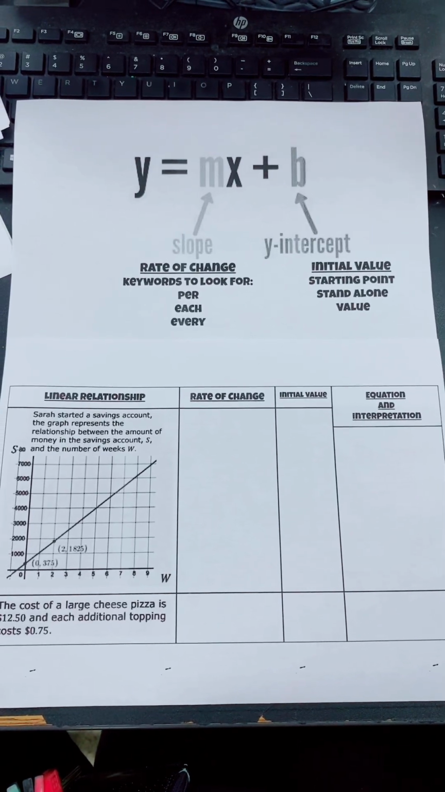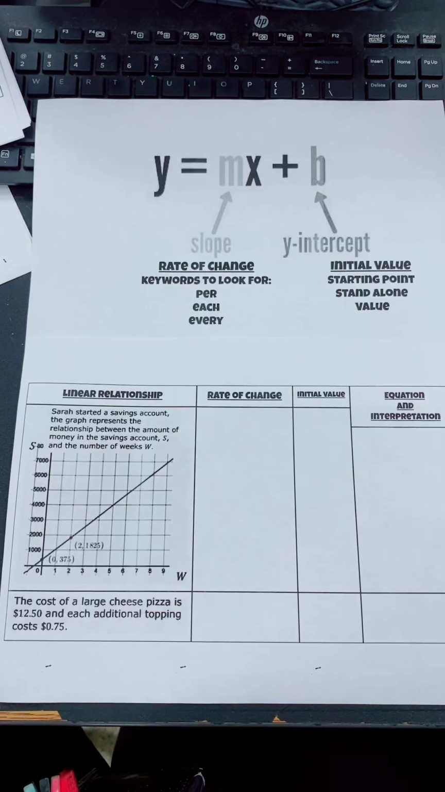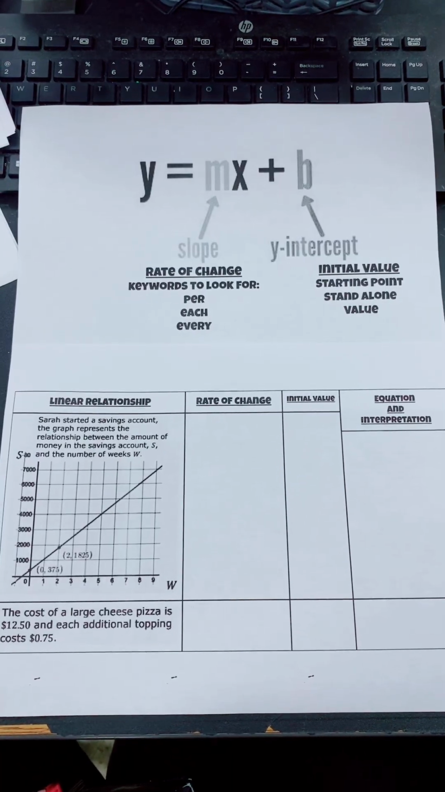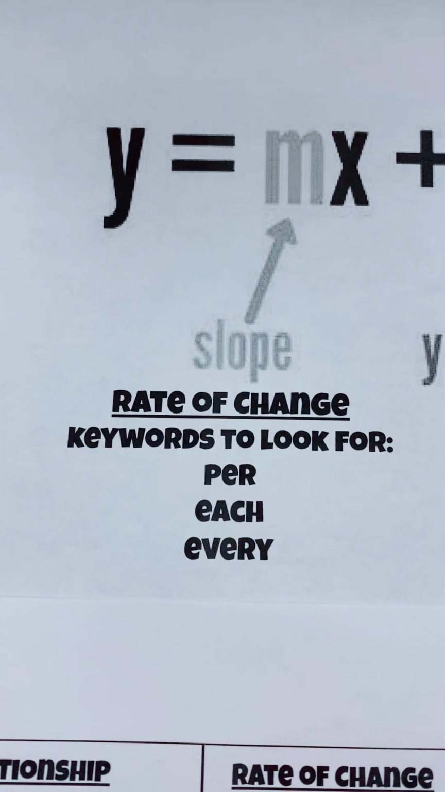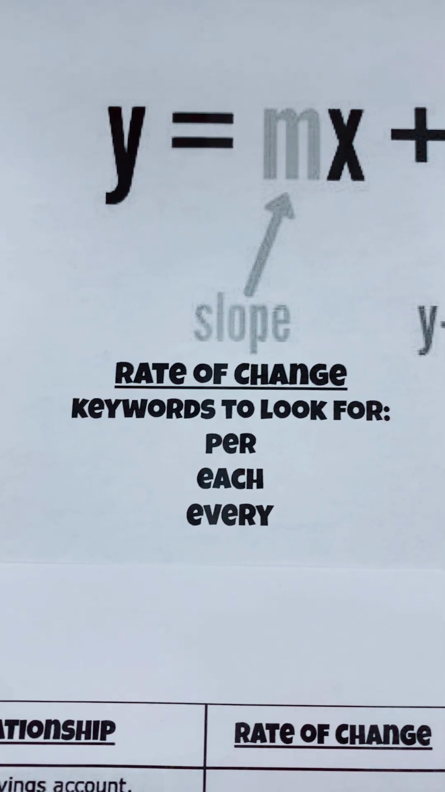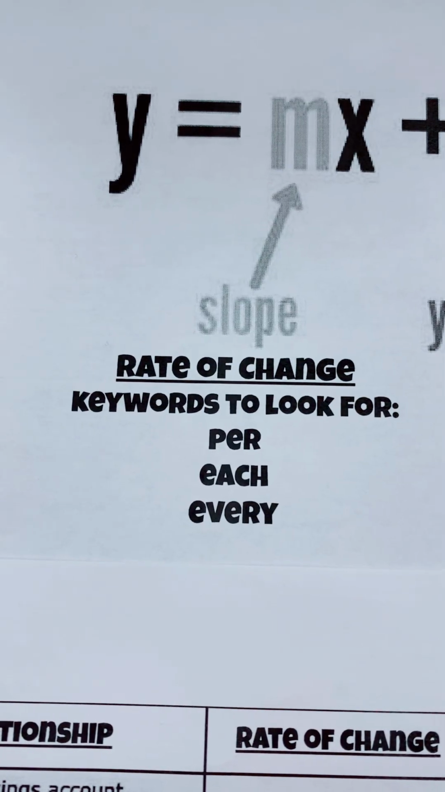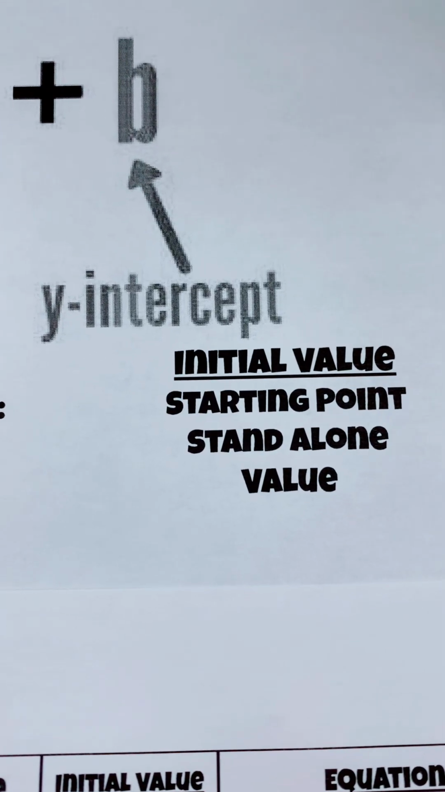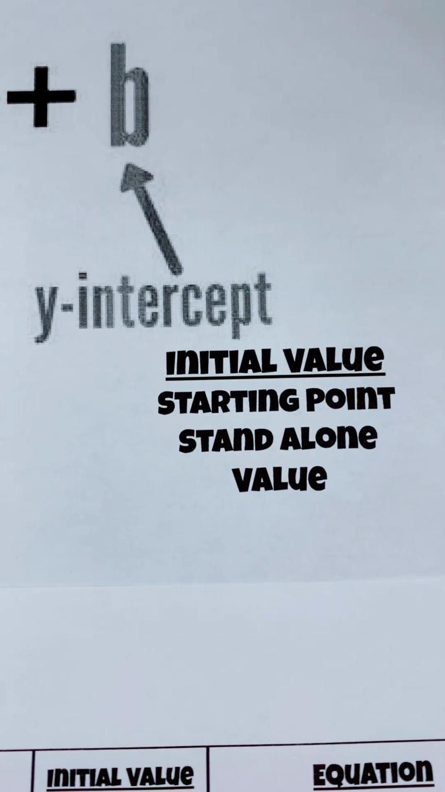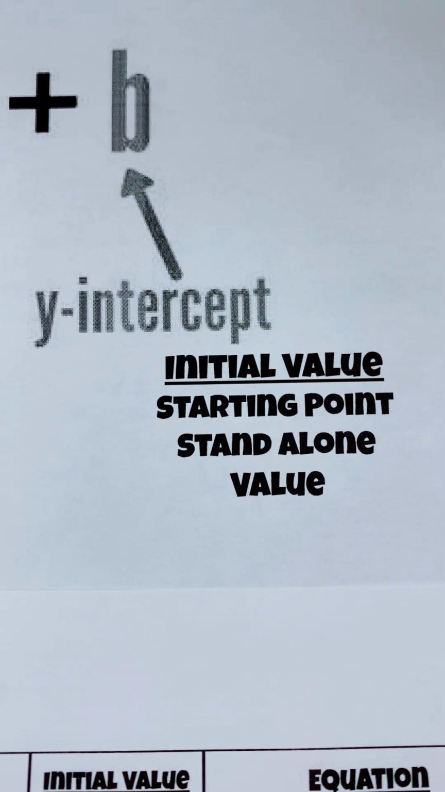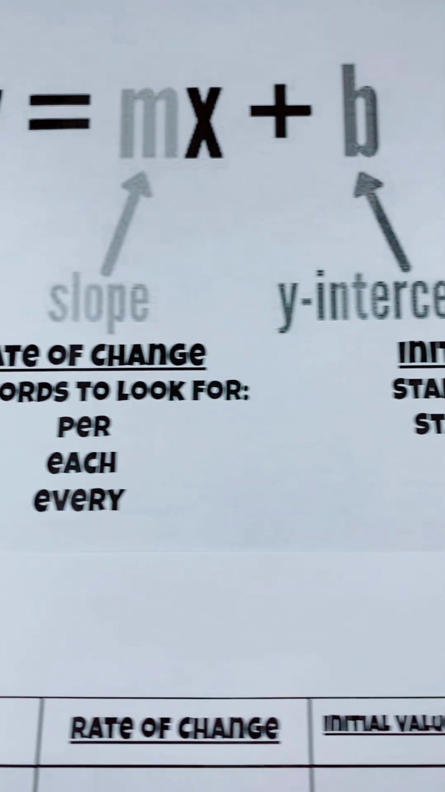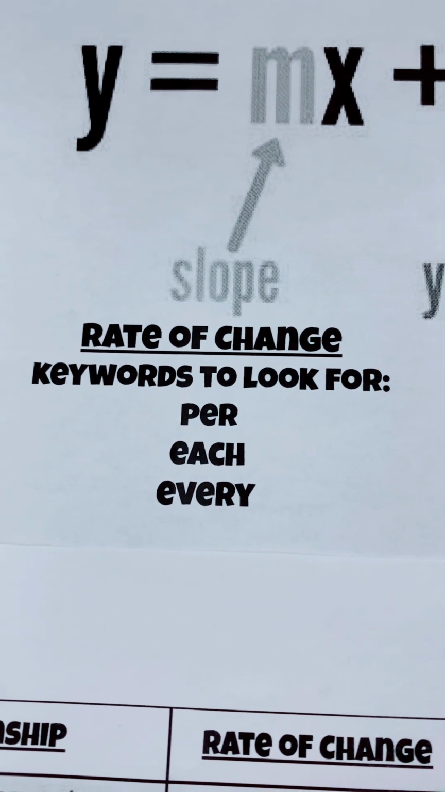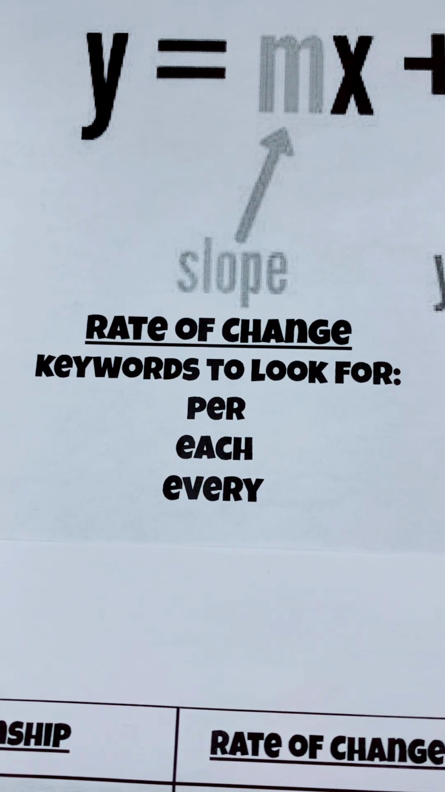We are going to be interpreting linear equations or linear relationships based on our slope and our y-intercept. Notice that slope is rate of change, and keywords we're going to be looking for are per, each, and every. Our y-intercept is our initial value, our starting point, our standalone, no matter what, it's the one-time-it-happens value. The slope reoccurs over and over and over again, so that's something to be looking for as well.